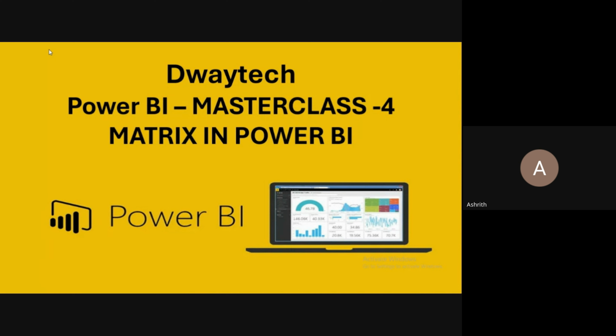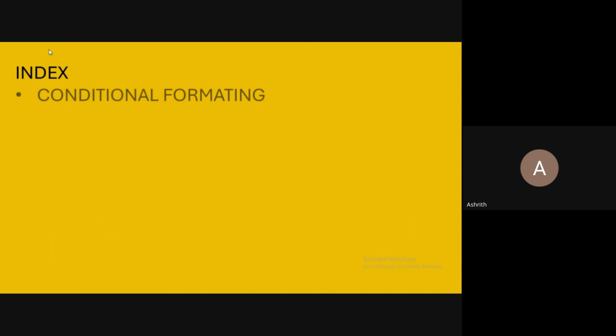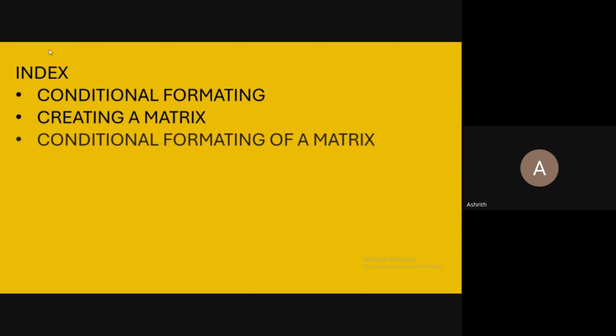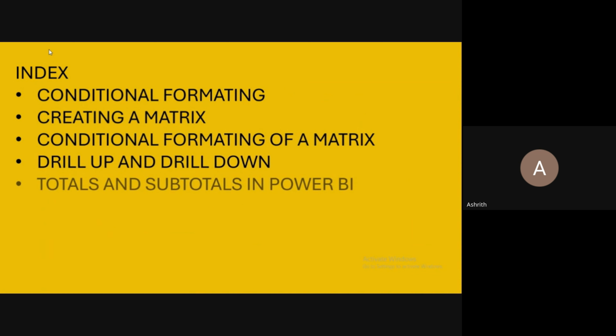As part of today's class, we will be looking at conditional formatting of a table, creating a matrix, conditional formatting of a matrix, drill up and drill down. These are certain functionalities and features that are part of the matrix, which will ease your data manipulation, so complex manipulation functions can be done easily using the drill up and drill down functions. And last, totals and subtotals in Power BI.